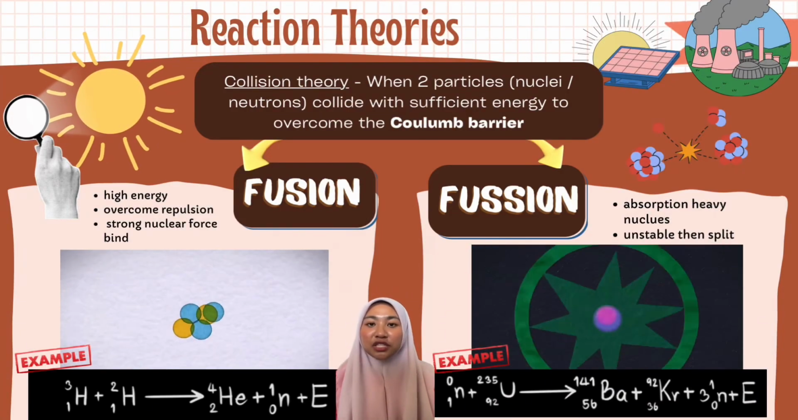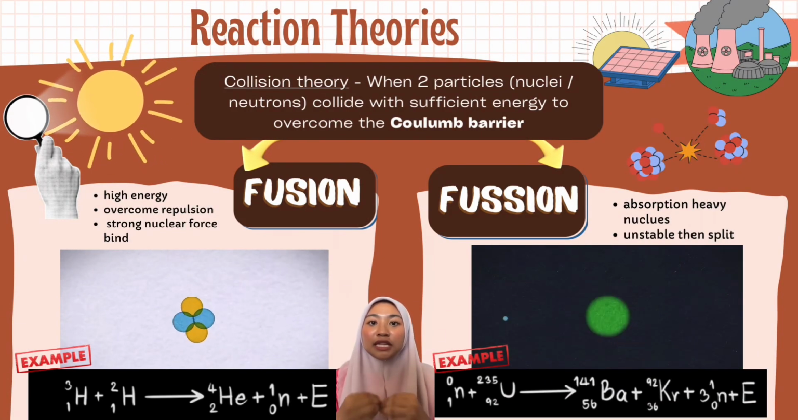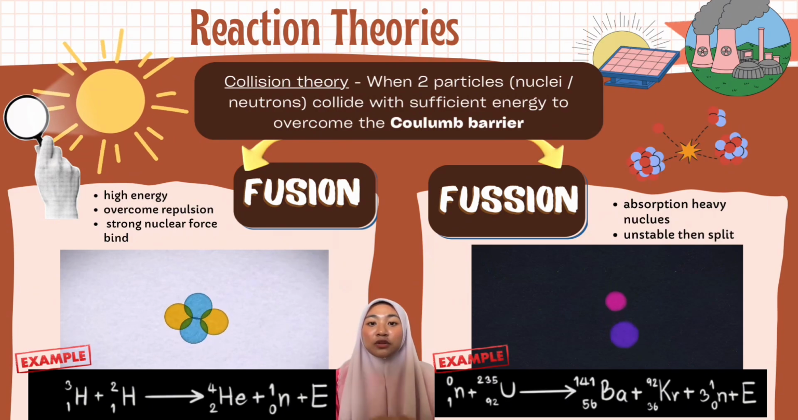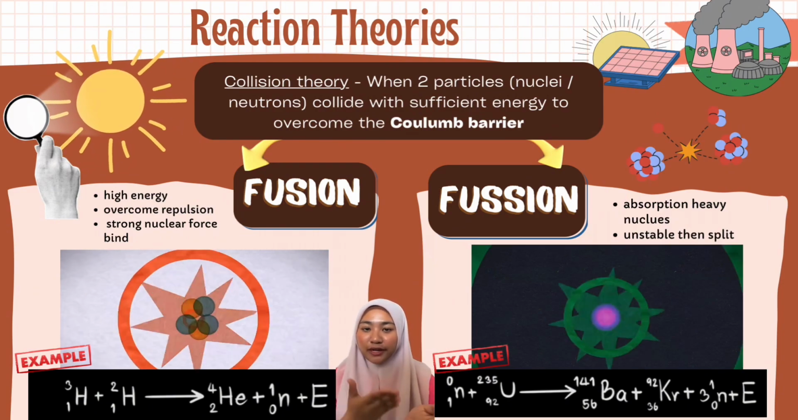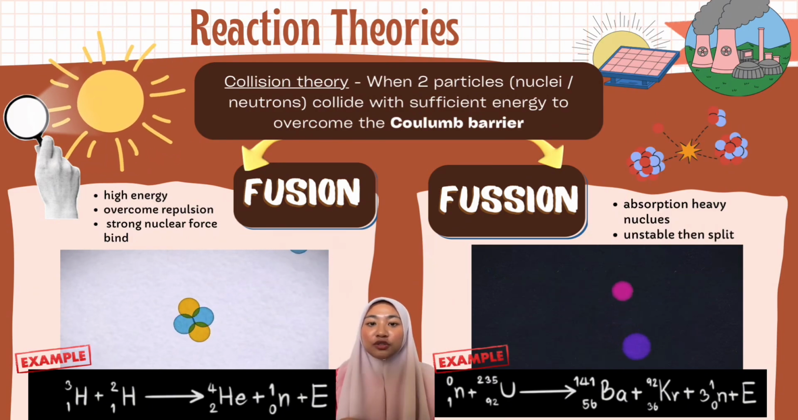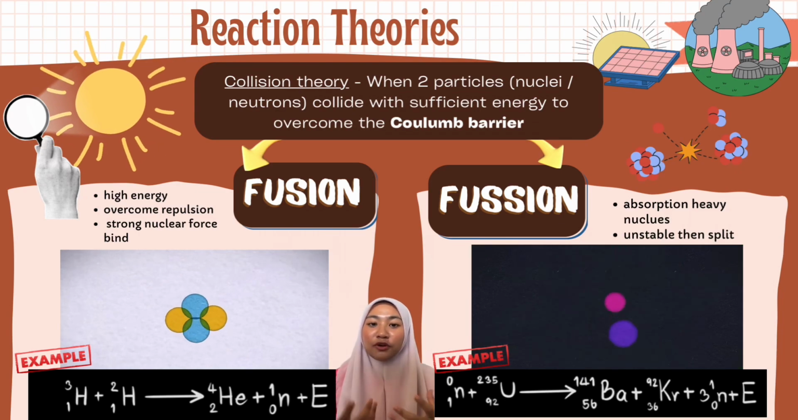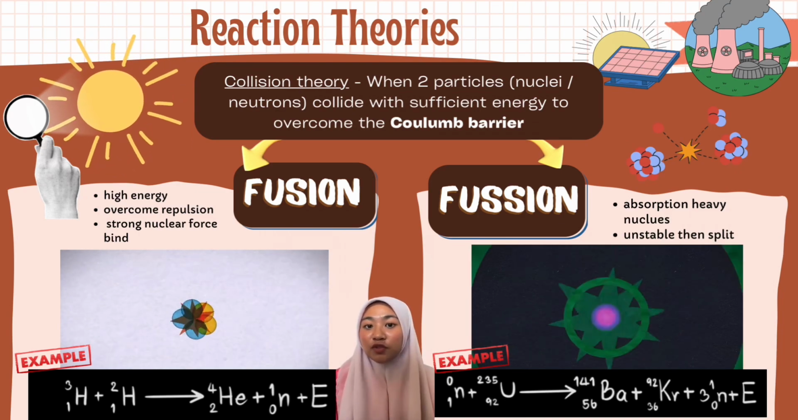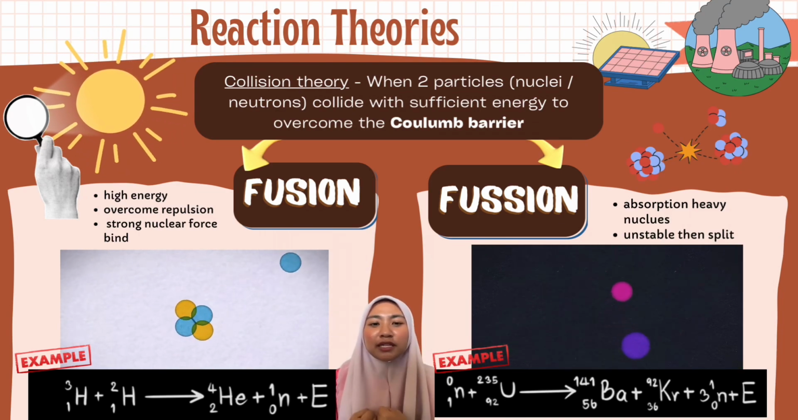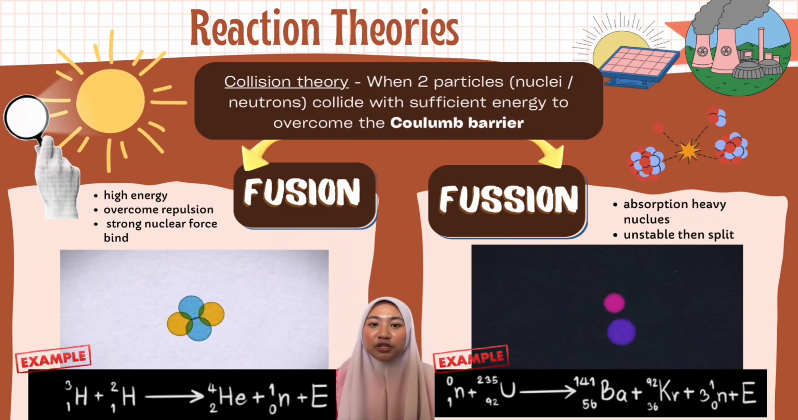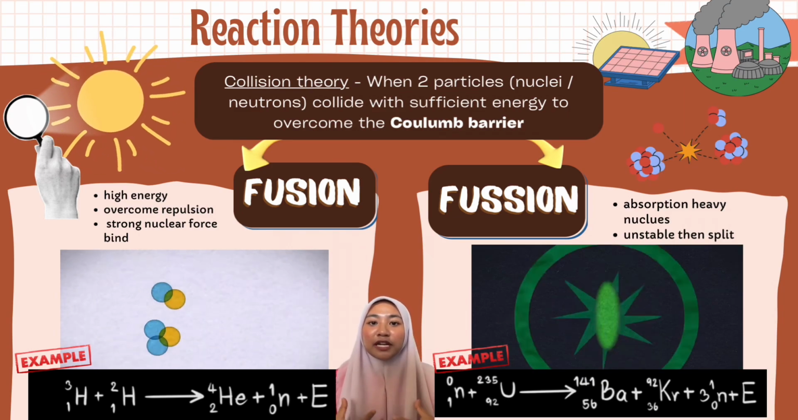I'll start to talk about the reaction theory. In nuclear reaction, the particle must collide with enough energy to overcome the Coulomb barrier. This Coulomb barrier is the electrostatic repulsion between the nuclei. So when they have a successful collision, it can lead to fusion, but there are 2 types of nuclear reaction, depending on the reacting particle and condition. The first, fusion, requires extremely high energy, which is a temperature, to overcome repulsion and bring nuclei close enough for the strong nuclear force to bind them.